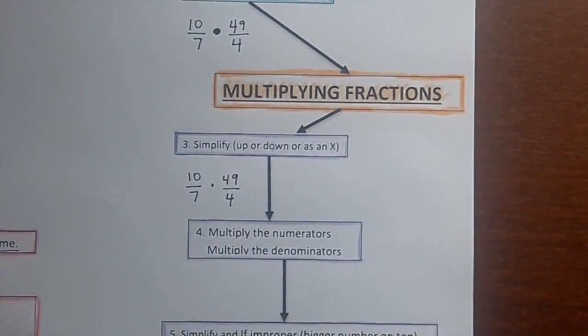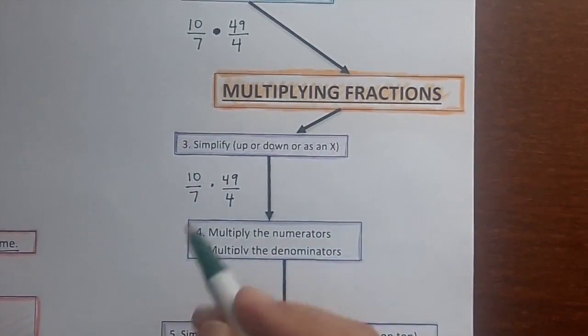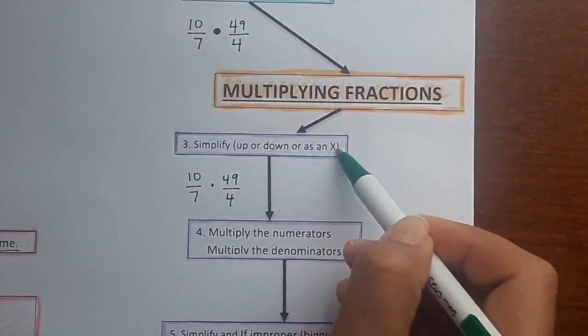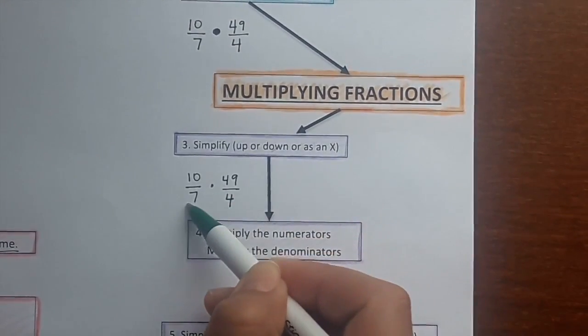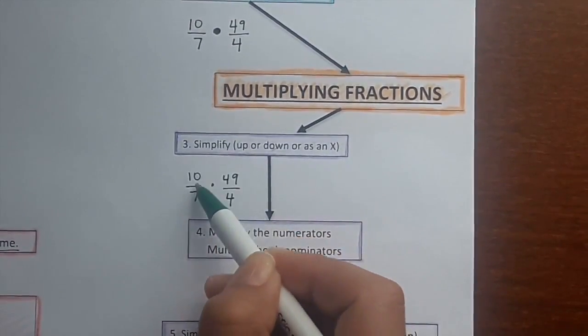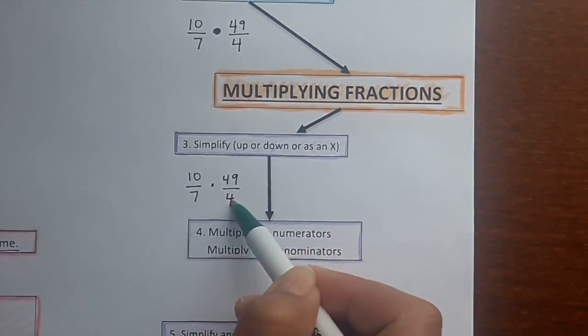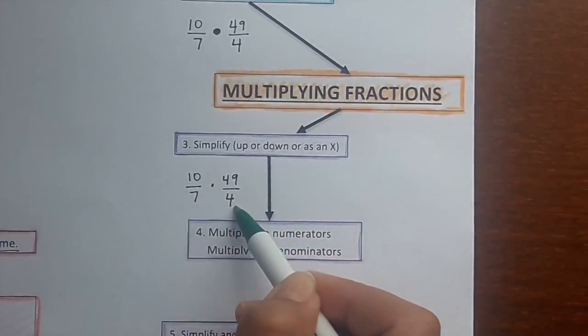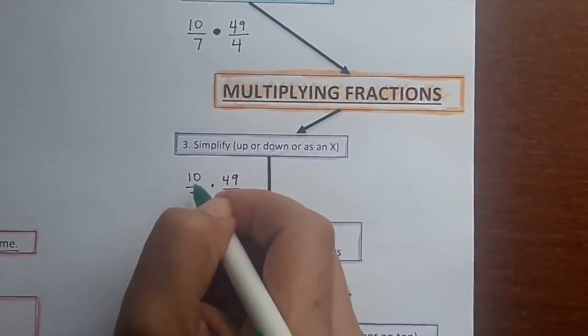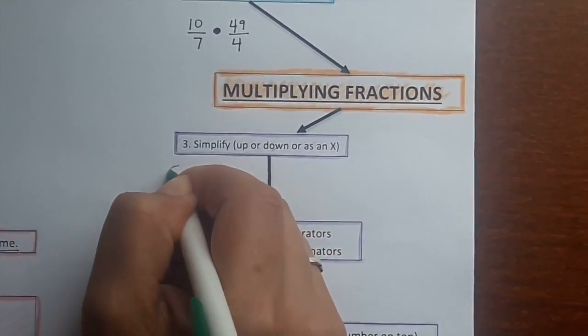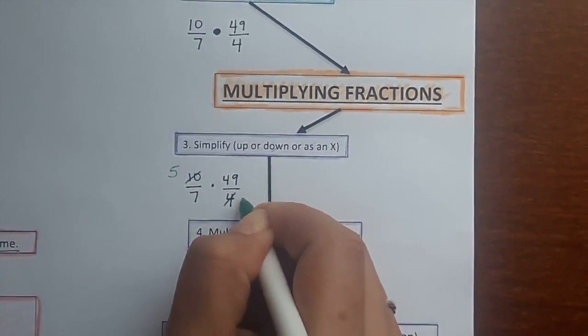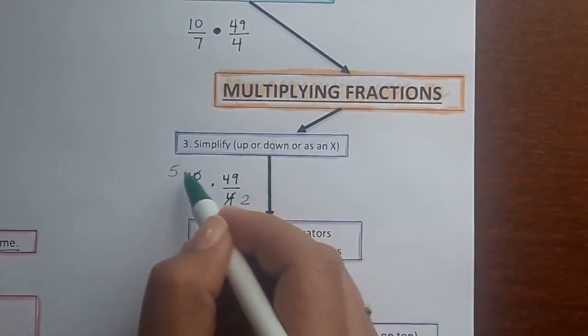So 10 and 7. Can I simplify 10 and 7? Is there anything that goes into 10 that also goes into 7? No. How about 49 and 4? No. But as an x, I can. 7 and 49, something goes in that. And 4 and 10, something goes into that. What goes into 4 and 10? 2. How many times does 2 go into 10? 5 times. How many times does 2 go into 4? 2 times. What about 7 and 49?